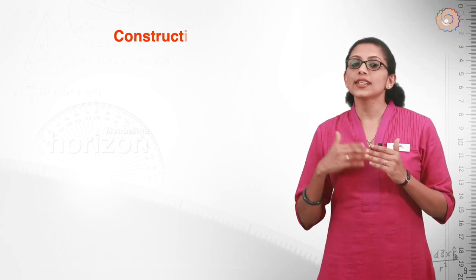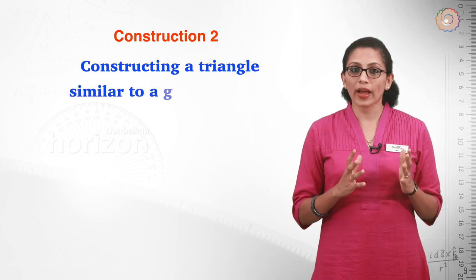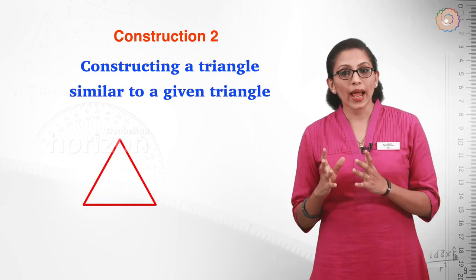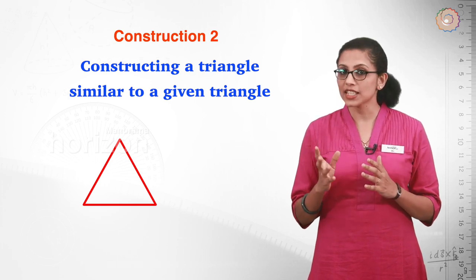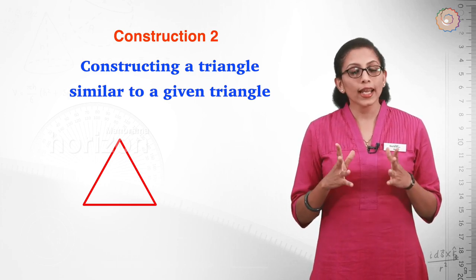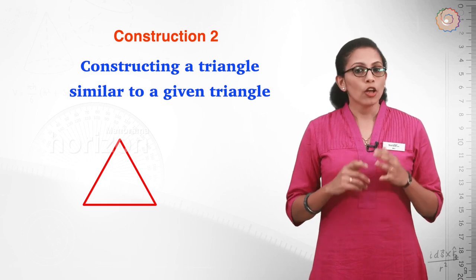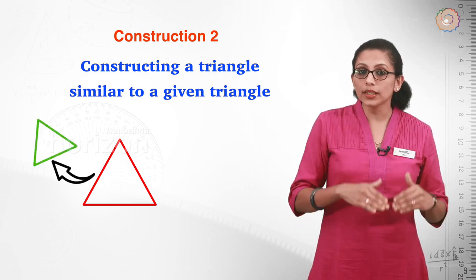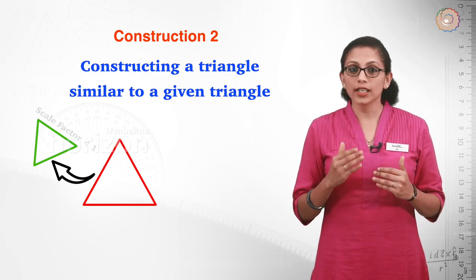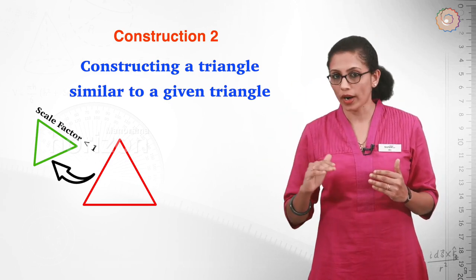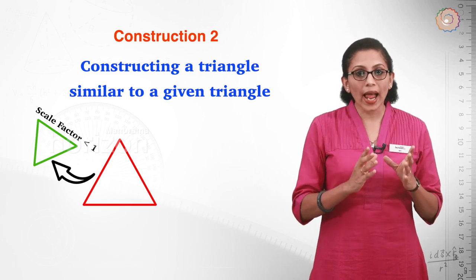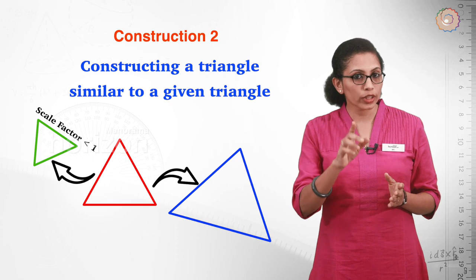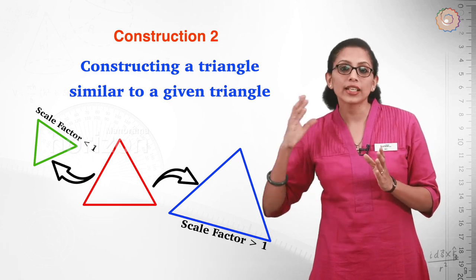Let's move on to the next construction, constructing a triangle similar to a given triangle. To construct a triangle similar to a given triangle as per the given scale factor, there are two general cases. First case, the triangle to be constructed is smaller than the given triangle. That is when the scale factor is less than 1. Second case, the triangle to be constructed is larger than the given triangle. For that case, the scale factor is greater than 1.